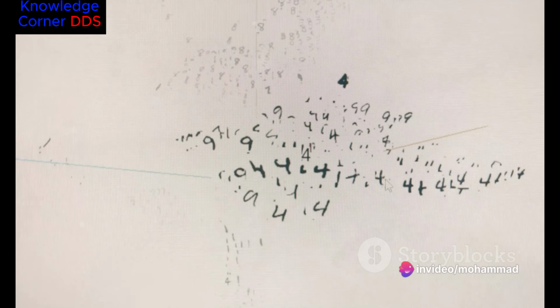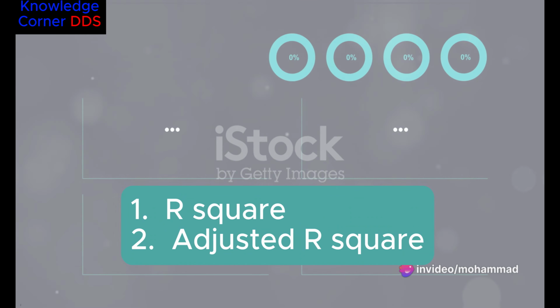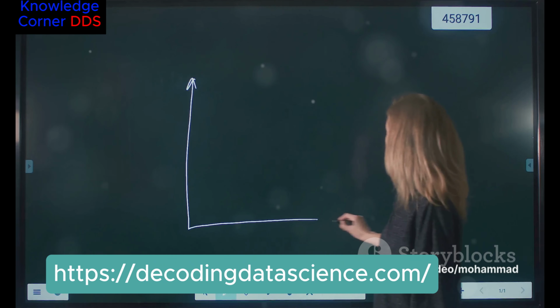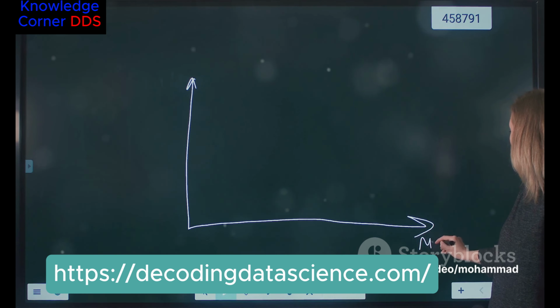The two key metrics here are R square and the adjusted R square. The R square tells us the proportion of the variance in the dependent variable that is predictable from the independent variable. In simple terms, it tells us how well our model fits our data.